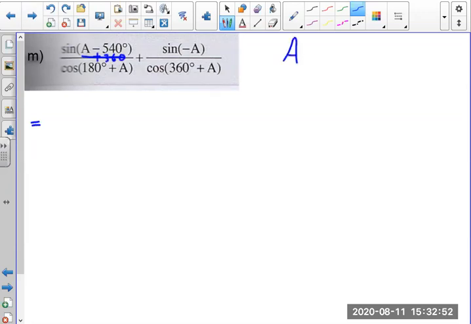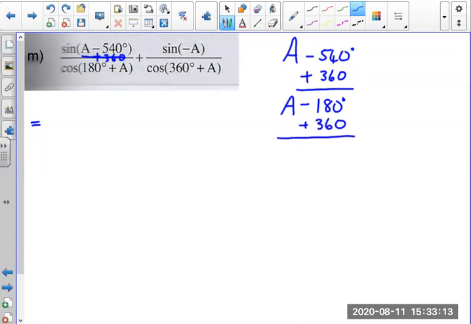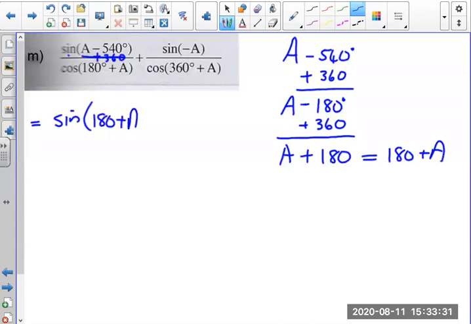Let's simplify that first. A minus 540. If I add 360, I get A minus 180. Well, I still don't like that order because I want the 180 to be in front. So I can add another 360. So now I have A minus 180 plus 360 is plus 180. And can you see that's the same as 180 plus A? So this sine A minus 540 becomes the same as sine 180 plus A. I just simplified it so that I can know where I am working.